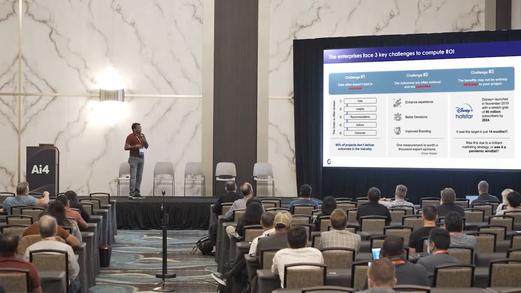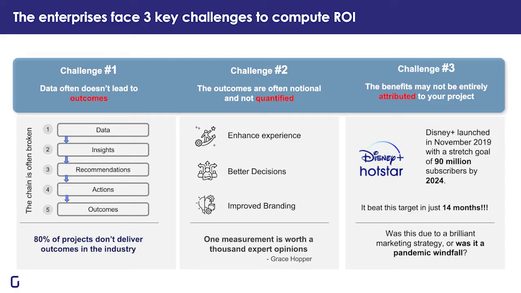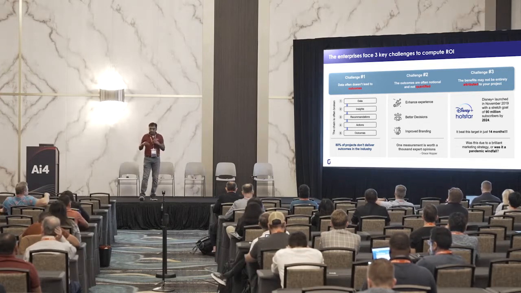So the three challenges we typically see in any AI applications in the enterprise world. Challenge number one, the data doesn't always lead to outcomes. So you have data, you have insights, recommendations, actions, outcomes. That's a logical way to flow, but it doesn't happen. There's always a broken link.